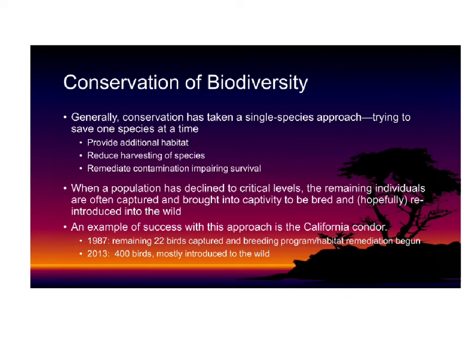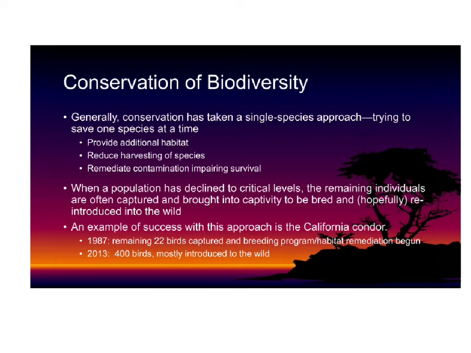Okay, so we talked about biodiversity is declining. We talked about why biodiversity is declining. Now we're going to talk about how do we conserve biodiversity. Well, generally, our conservation approach has taken a single species approach, meaning that we try to save one species at a time. There's pros and cons to this, right? So how do you save one species at a time?